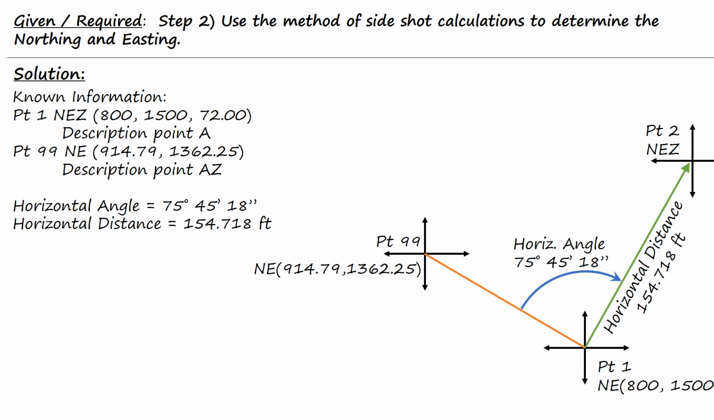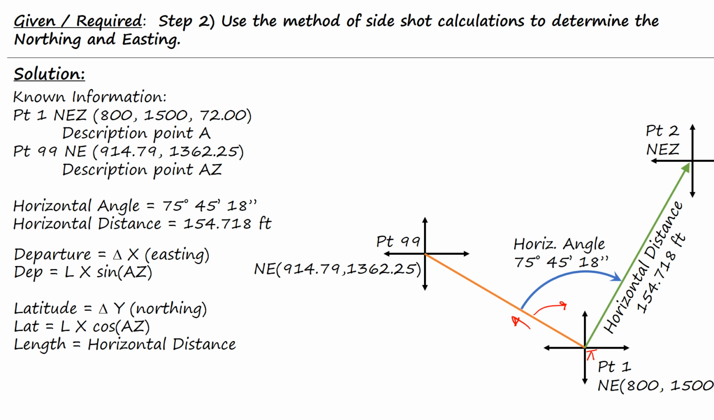So let's draw our picture. We're here at point 1 and we're set up here. We are backsighting to the azimuth point 99, and we are turning an angle to the right to point 2. The equations that we're going to be using: we have to figure out the departure and the latitude. The departure is the horizontal distance, which we've solved for, times the sine of the azimuth from point 1 to point 2.